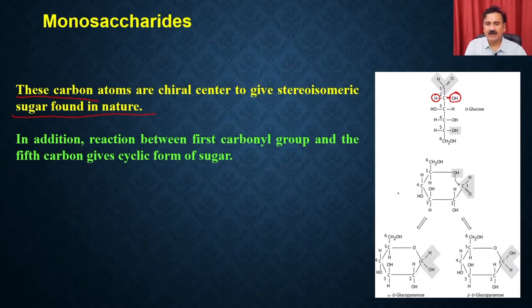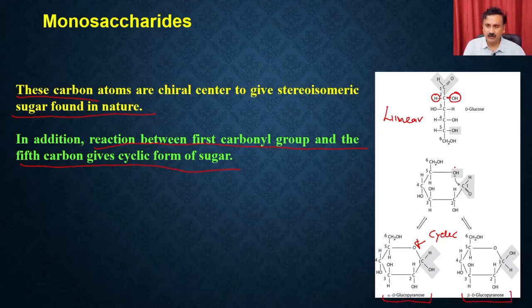So this gives the stereochemistry which is found in nature. And because of that, the carbonyl carbon present on the first carbon is attacked by the last hydroxyl group, and that is how it gives you the cyclized products. The reaction between the first carbonyl group and the fifth carbon gives the cyclized form of the sugar. So the sugar can exist in three different forms: the linear form, or two different cyclized forms, either an alpha form or a beta form.